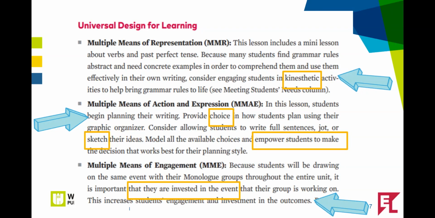The universal design for learning is a way of thinking about teaching and learning that helps give all students an opportunity to succeed. Many students find grammar rules abstract and need concrete examples. Consider engaging students in kinesthetic activities to bring grammar rules to life. Allow for multiple means of action and expression. Provide choice in how students plan their graphic organizer. Consider allowing students to draw sketches, jot, or write full sentences. Model all the available choices and empower students to make the decision that works best for their planning style.